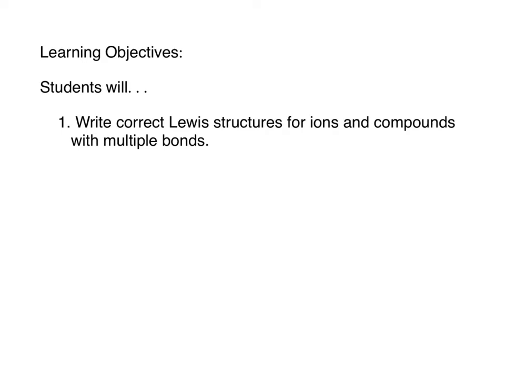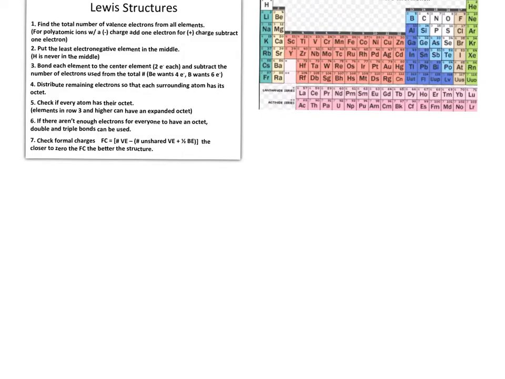After watching this video lecture, students will be able to write the correct Lewis dot structures for ions and compounds that contain multiple bonds. So what we're going to do is look at a more complicated example. We're going to look at the polyatomic ion, CO3 2-, or carbonate, as you may know it. And we're just going to follow our steps.